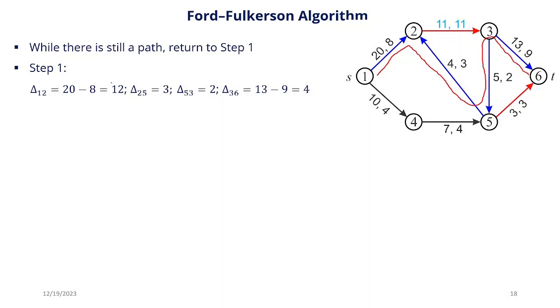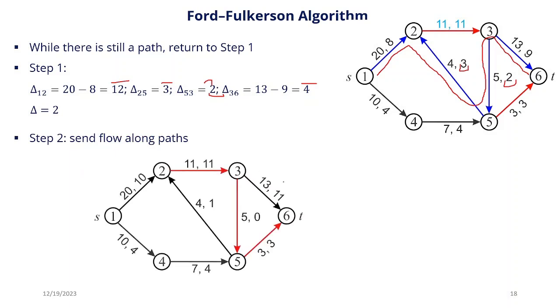Delta 1 2 is 20 minus 8, 12. That's quite large. 2 to 5 is a negative edge. It's coming back. So we are not going to do a subtraction. Rather, we'll just take the 3 whenever there is a negative edge. 5 to 3 is another negative edge. We are not going to do a subtraction. We just take the 2. And 3 to 6 is 13 minus 9, which gives us 4. So what is the minimum among these? 2. We send the flow along the paths.